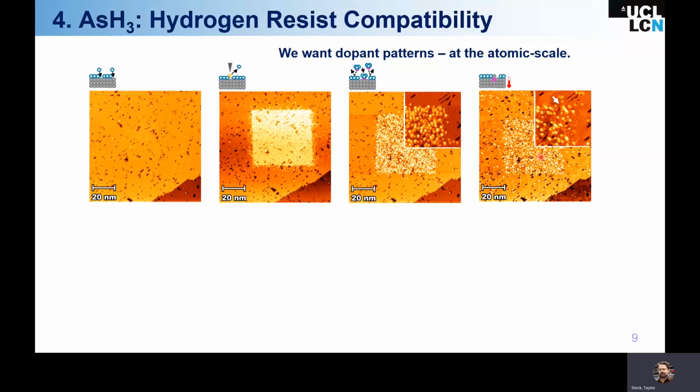Okay, so the next criteria is area selective absorption, compatibility with the hydrogen resist. Here we start with a clean hydrogen terminated silicon surface. We pattern a 50 by 50 nanometer block, expose it to saturation arsine, and here we see our disordered arsine coverage.